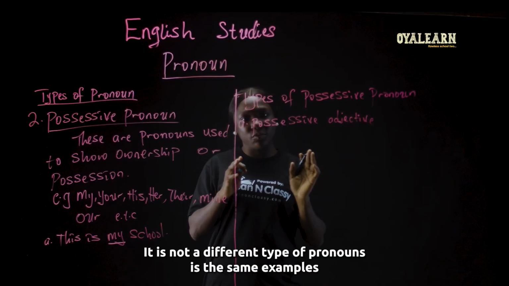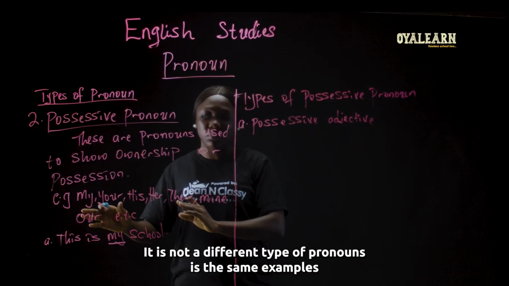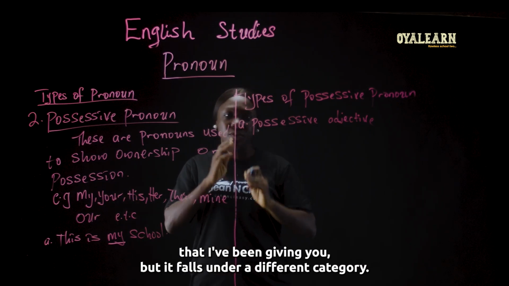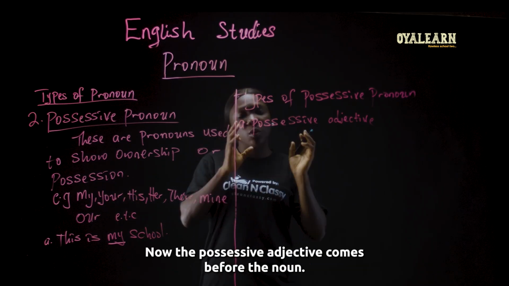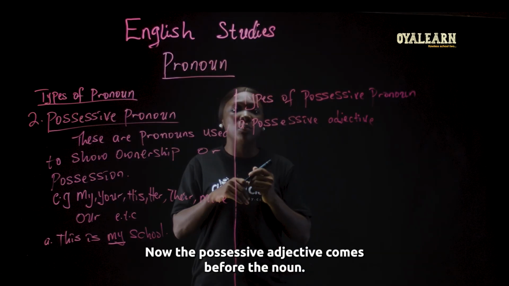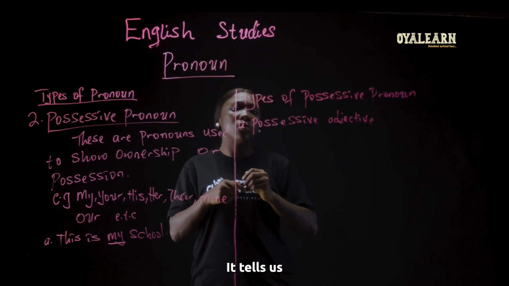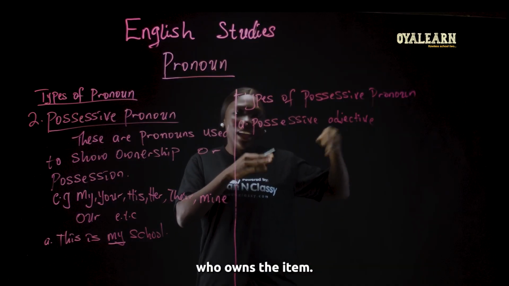It is not a different type of pronoun. It is the same examples that have been given here, but it falls under a different category. Now, the possessive adjective comes before the noun. It tells us who owns the item.